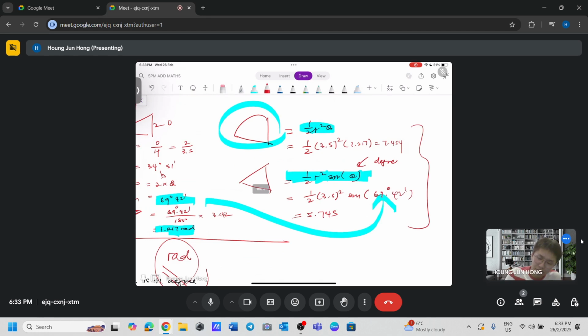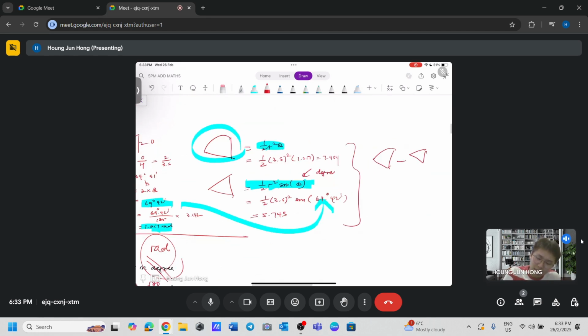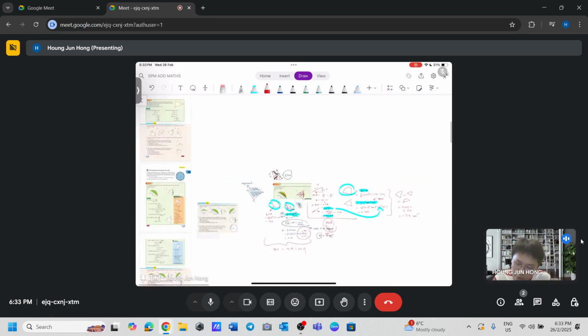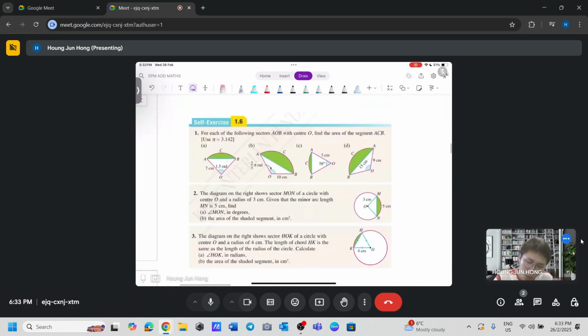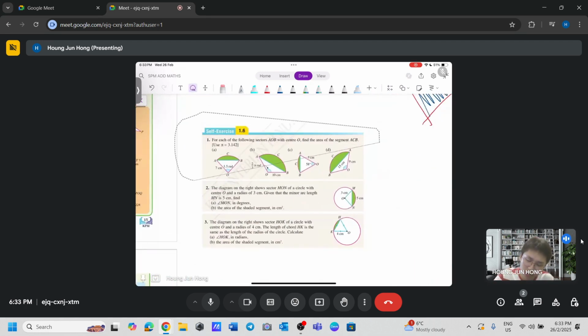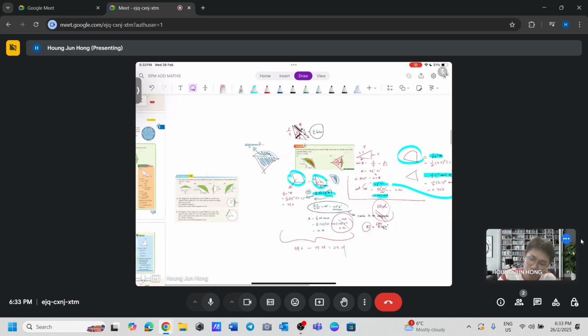Lastly, very simple. The pizza minus the triangle becomes the circle segment, which is 7.454 minus 5.745 equals 1.709 cm squared. Okay, that's it. All right, now we're going to go through some exercises over here. So quickly. Wow, a lot, eh. I hope it's not too long. Again, you can skip this part if you think it's enough for you already.